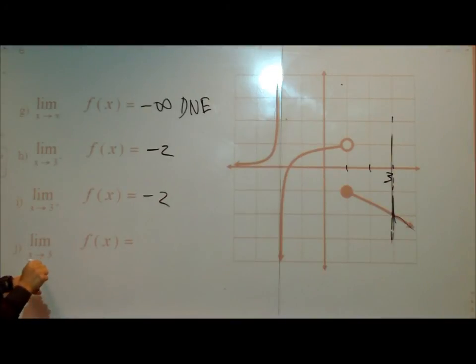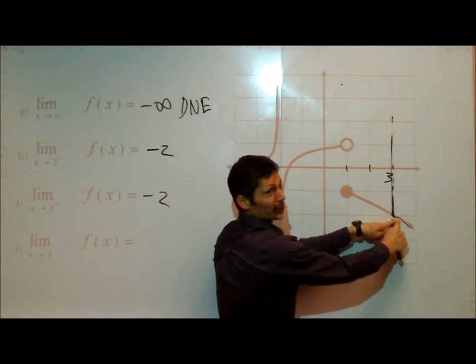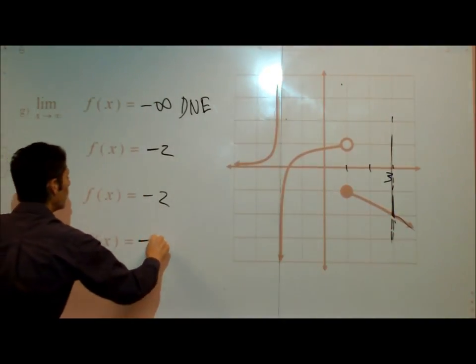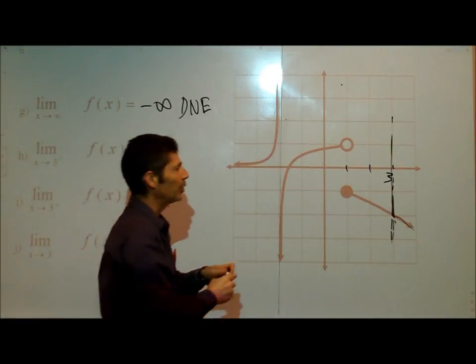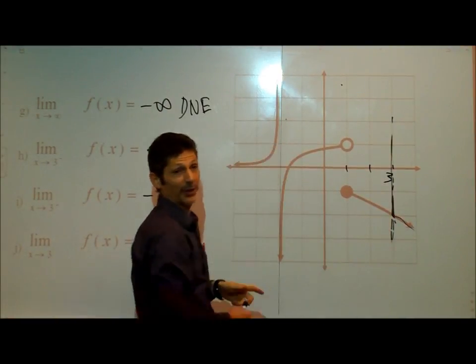I'm trying to get to 3 from both sides. What am I approaching? -2. So this is a case when, approaching from both sides, I do reach the same value. So this limit, in fact, does exist.